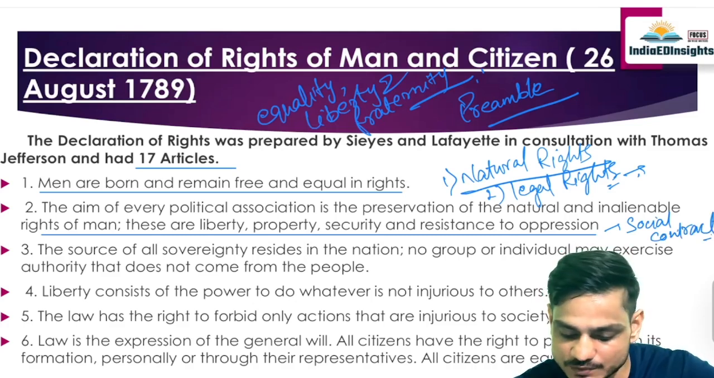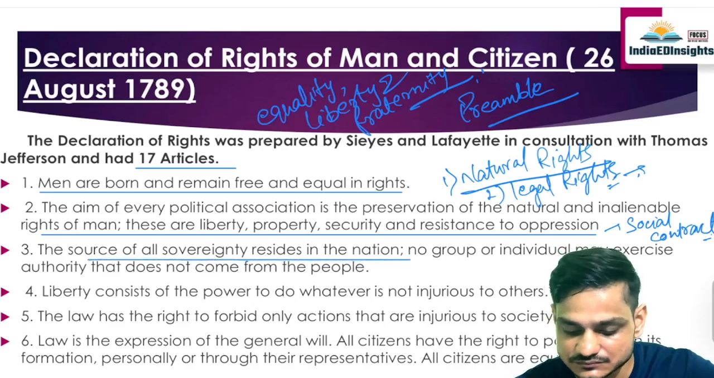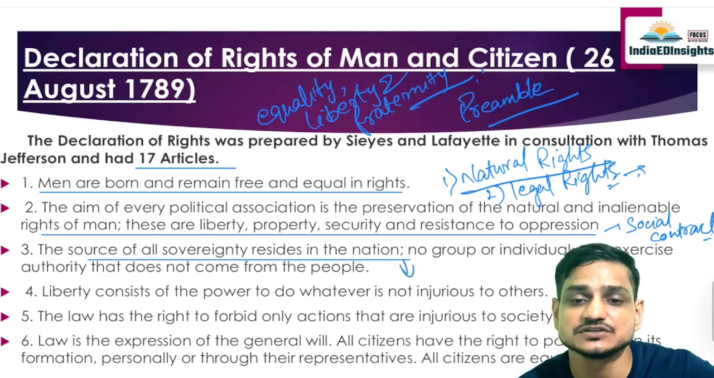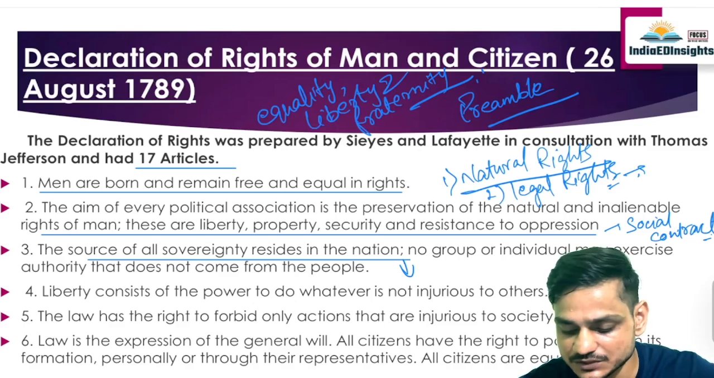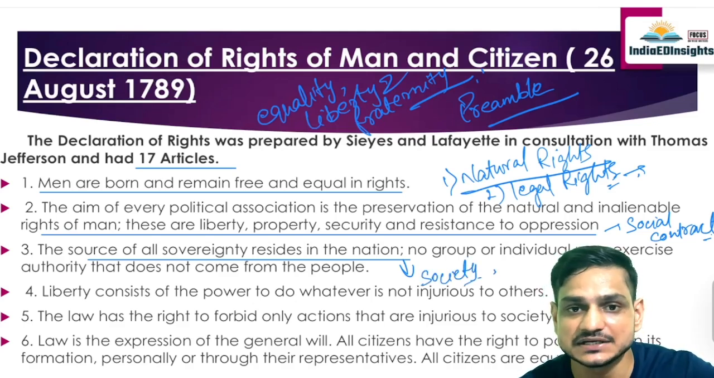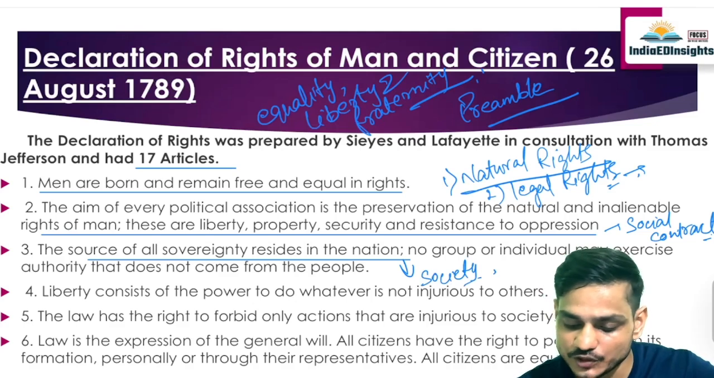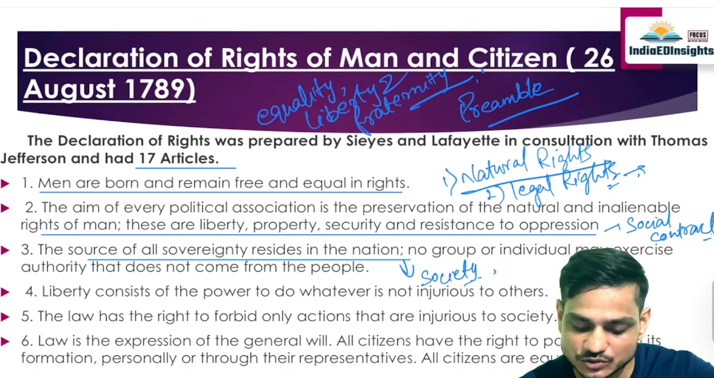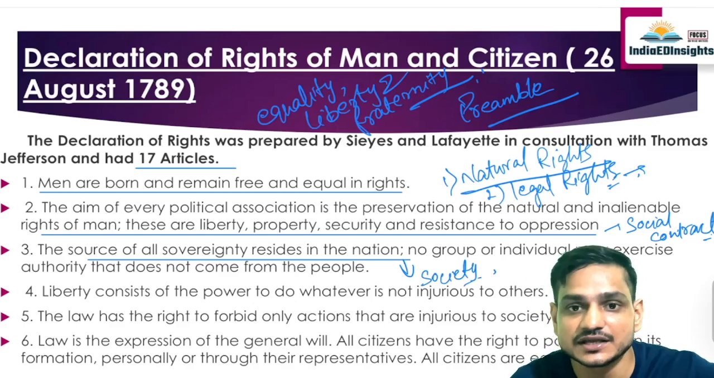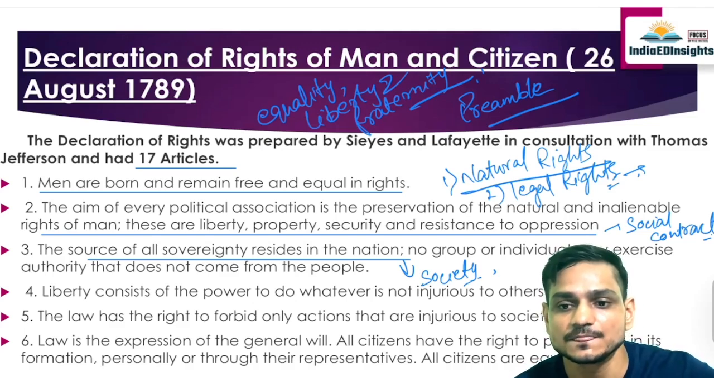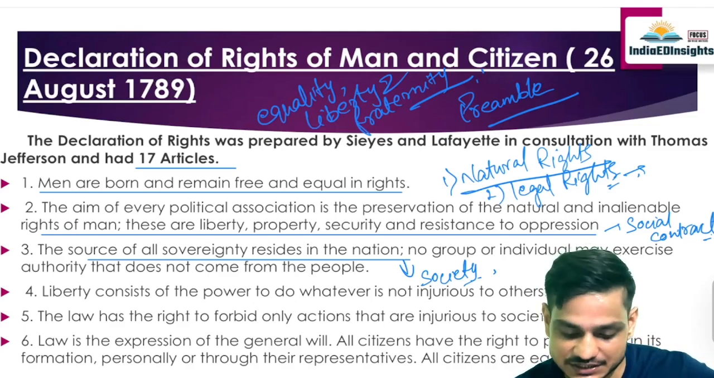The source of all sovereignty resides in the nation. It means the king or the government which is sovereign takes power from society itself, from the nation itself, from the people itself. No group or individual may exercise authority that does not come from the people. So without taking power from the people, no one can do anything. These are certain important things.